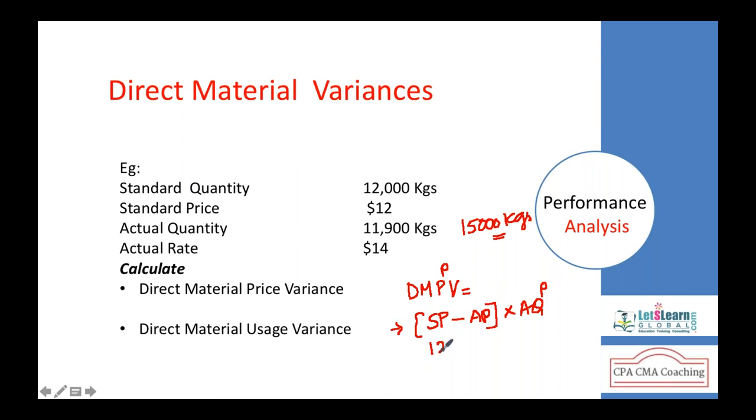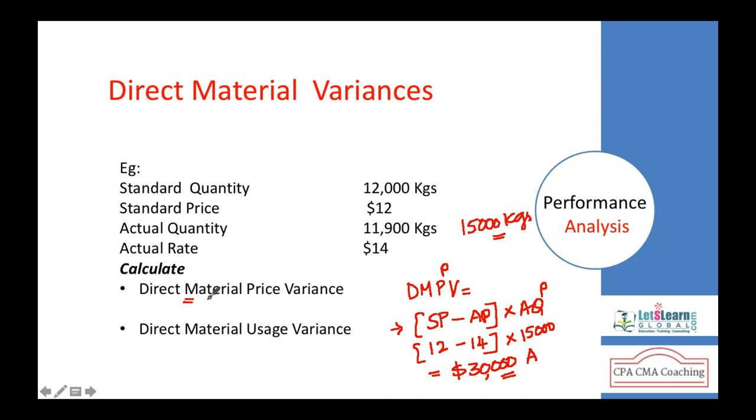We set a standard price of $12 minus the actual price paid by the purchase department, purchased at $14, times we purchased 15,000 kgs. So there is a loss of $2 per kg, and we purchased 15,000 kgs. Therefore, the variance is $30,000. It's a loss. We paid $2 extra per kg. Therefore, it is called adverse variance or unfavorable variance. The variance is going to decrease our profit. Therefore, it is called adverse variance.